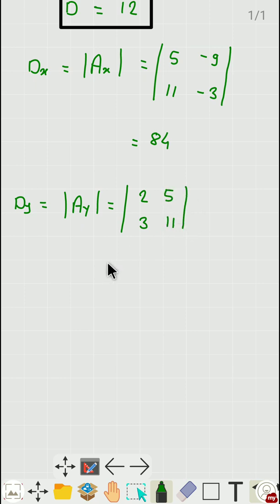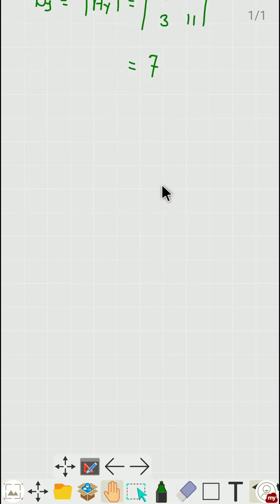Okay, and if we calculate the value of this determinant, it will be 7. So you can calculate now. So all the determinants are calculated. Now let us write the solution of the system of equations.